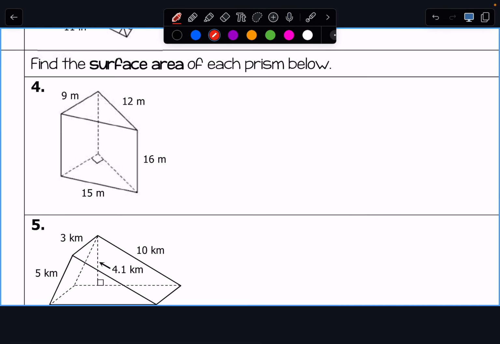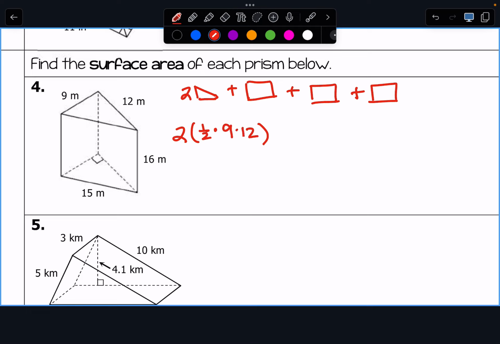So in this picture right here, we have 2 triangles, right? And then how many rectangles do we have? We have 3 rectangles. Okay? So, in our triangle, how do we find the area of a triangle? Okay, what is the base and height of our triangle? 9 and 12, because those are connected by the right angle box.